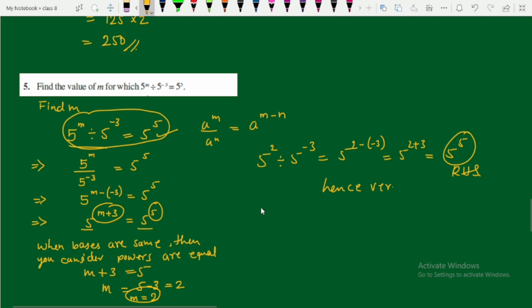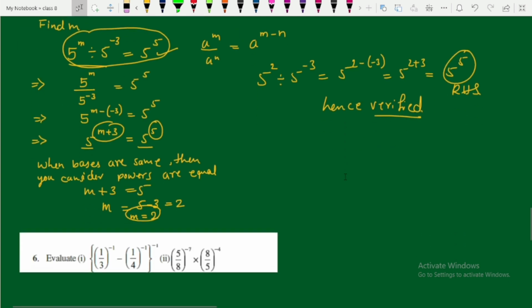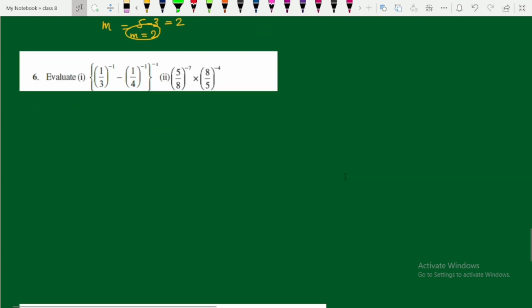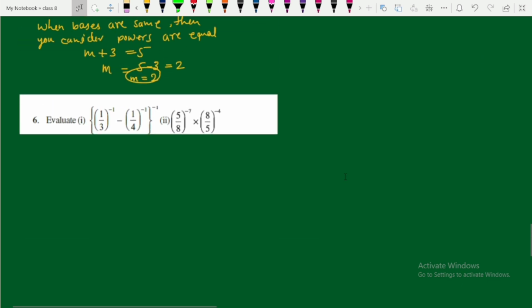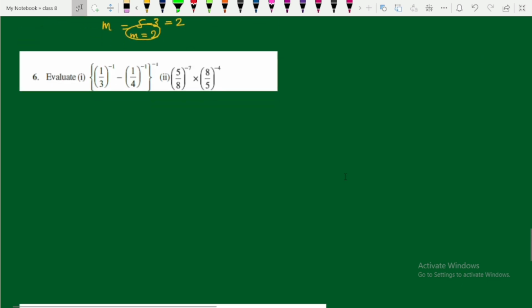In this way, in just 120 seconds we can do this and verify, so it is better to do the verification so that you can confirm your answer. Okay, yes. Next question, we have 2 more questions. So question number 6, how we can simplify this, is again evaluate. These are simple questions, you just apply step by step so that you can get the answer easily.